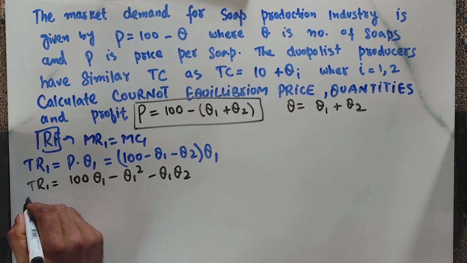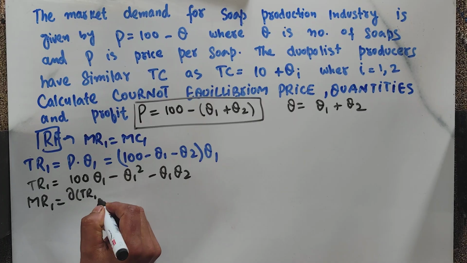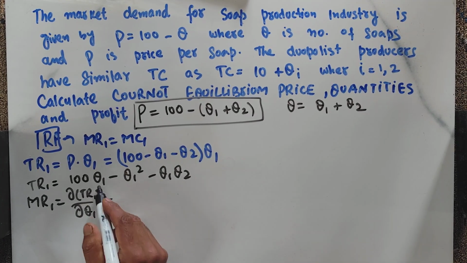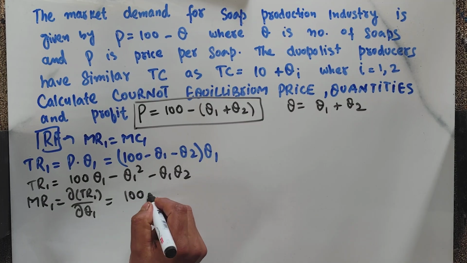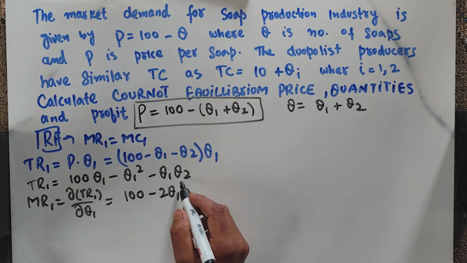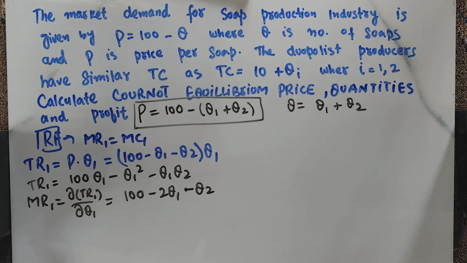Marginal revenue is the derivative of the total revenue function of firm 1 with respect to the output of firm 1. So let's partially differentiate with respect to Q1. The derivative of 100 Q1 is 100. The derivative of Q1 squared is 2 Q1, and the derivative of Q1 Q2 is Q2. So the marginal revenue of firm 1 is 100 minus 2 Q1 minus Q2.